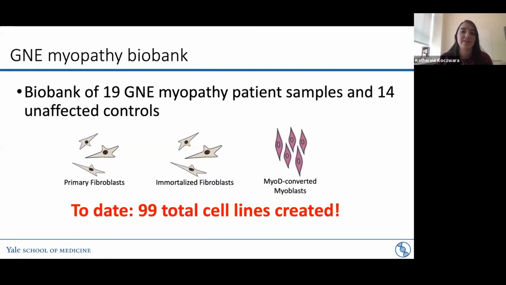So currently where the status of the biobank stands is we've had the generous donation of 19 GNE myopathy patients, as well as 14 unaffected family members to serve as controls. And of these 33 donations that we were given, we have the primary fibroblasts, the immortalized fibroblasts, as well as the myoD converted myoblasts, which is a total of 99 cell lines, which is an incredible resource that would not have been possible without NDF's generous support, as well as the donations of patients.